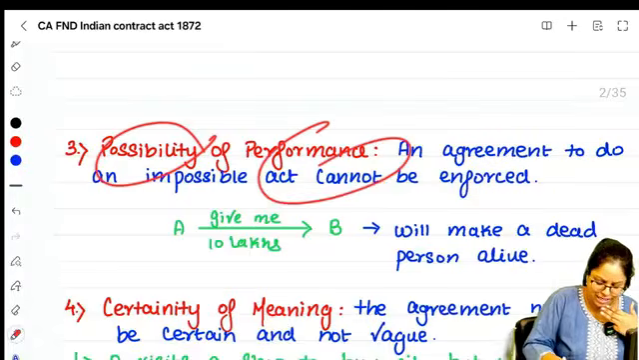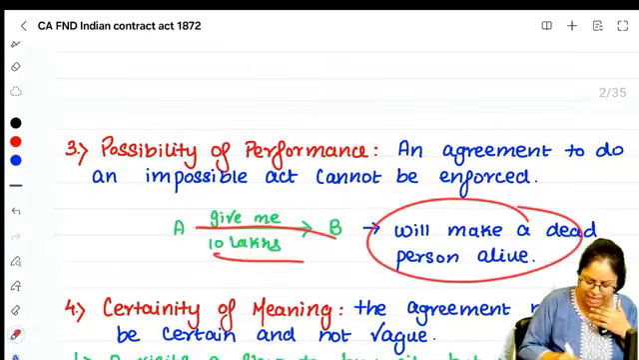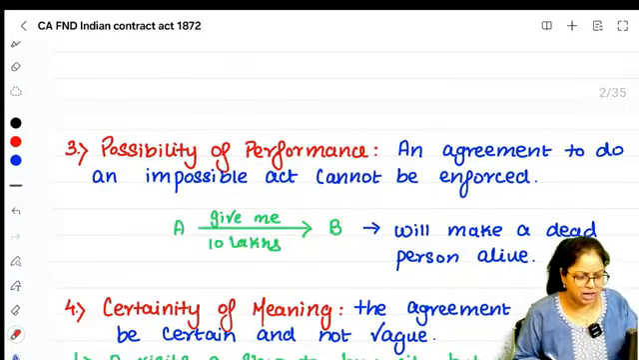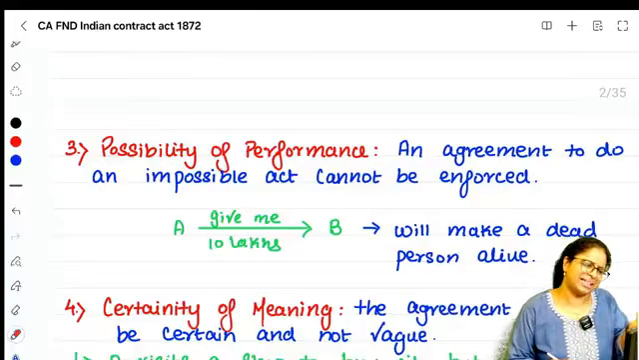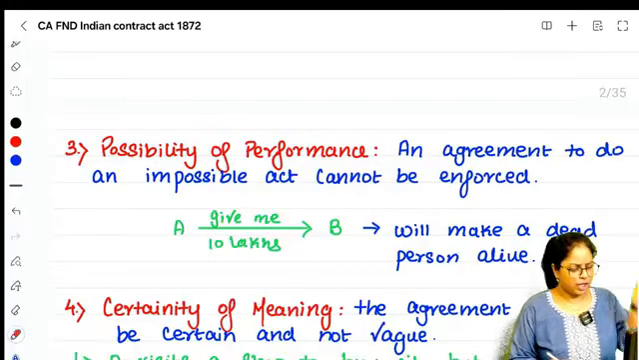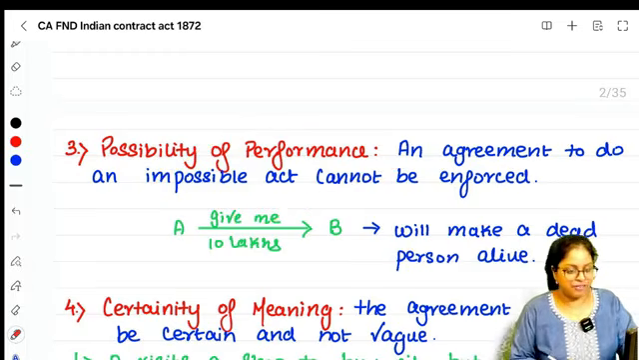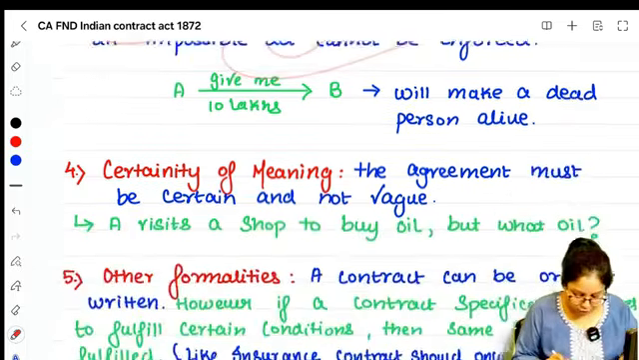What is possibility of performance? If somebody is telling, give me 10 lakhs, I will make a dead person alive, is it possible to perform? No. If you foolishly enter into that contract, don't come to the court, we will not protect you. Because you can see that there is no possibility of performance. You have to use your common sense, right? In every valid contract, there should be a possibility of performance.